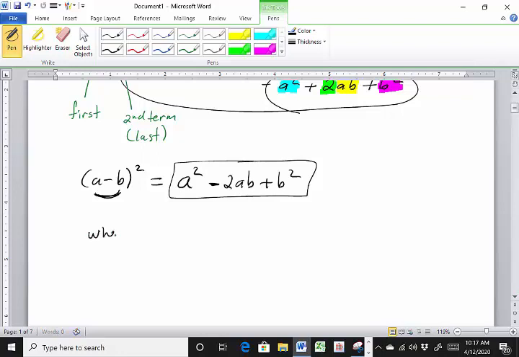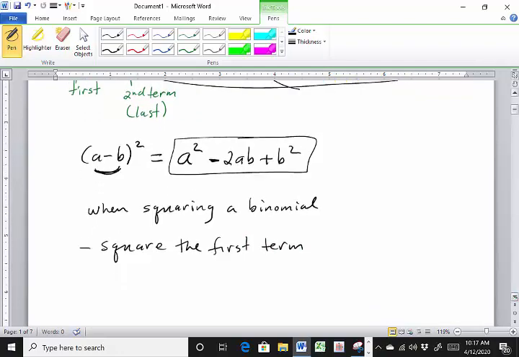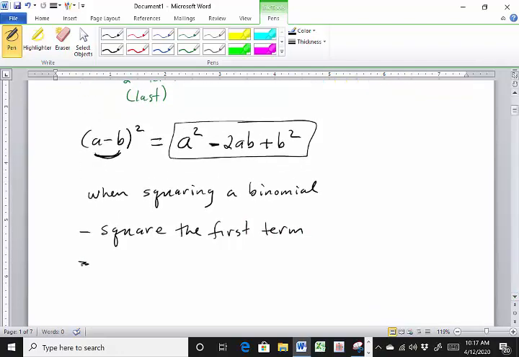So when squaring a binomial, all right, what you're going to do is you're going to square the first term, okay, then you're going to multiply the two terms together, the two inside terms, so multiply the two terms together.